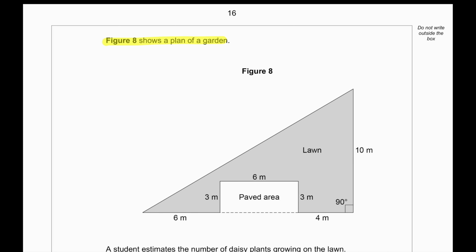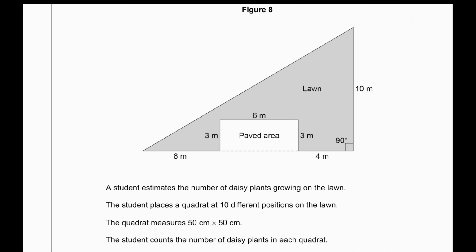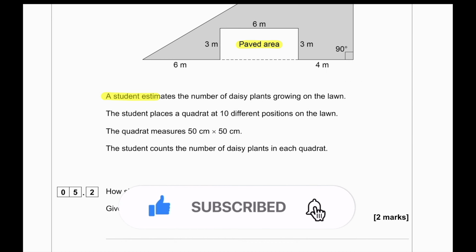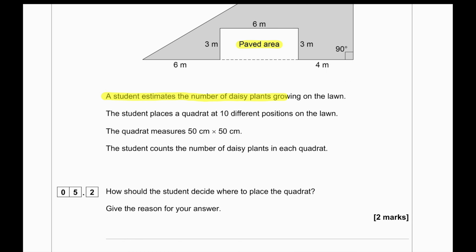Figure 8 shows a plan of a garden. We can see there is a paved area, but other than that, the garden is a triangular garden with 10 meters by 16 meters. A student estimates the number of daisy plants growing on the lawn. The student places a quadrat at 10 different positions on the lawn. The quadrat measures 50 centimeters by 50 centimeters. 50 centimeters is 0.5 meters. Since it measures 0.5 meters by 0.5 meters, the quadrat is 0.25 meter squared.